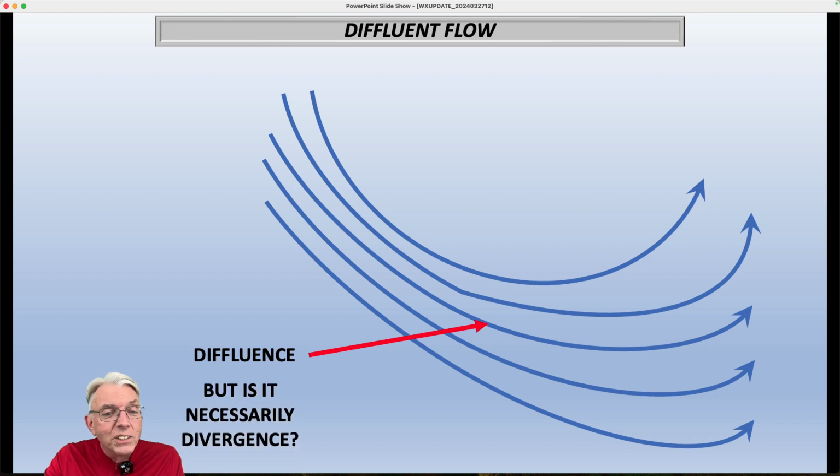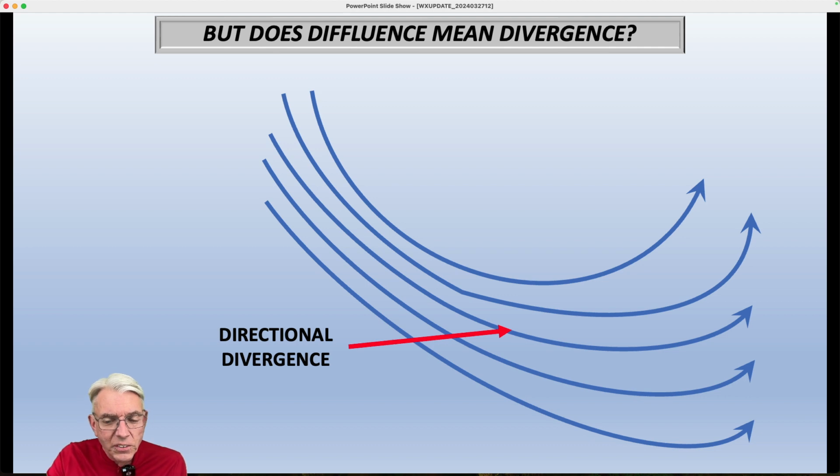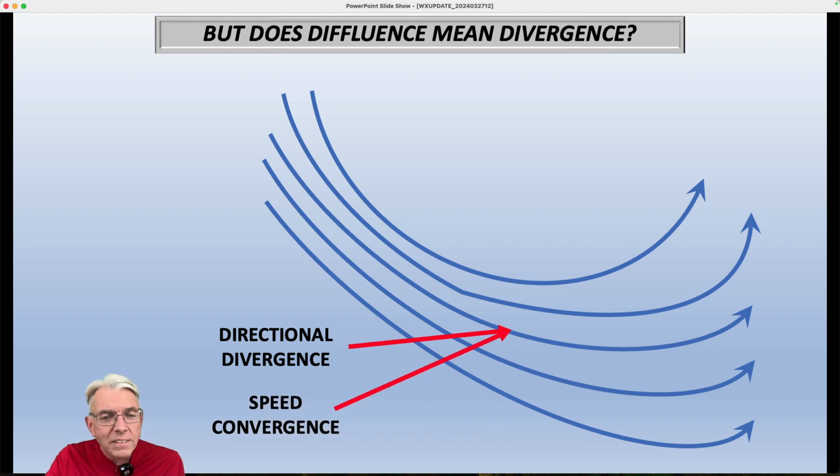However, is it necessarily divergent flow? Okay, so let's examine this. We have directional divergence going on there. We've already talked about that. But we have speed convergence going on because the winds blow more strongly where these height lines are tightly packed and more weakly where they're more spread apart. And so you have fast winds blowing into slower winds, and you have speed convergence.